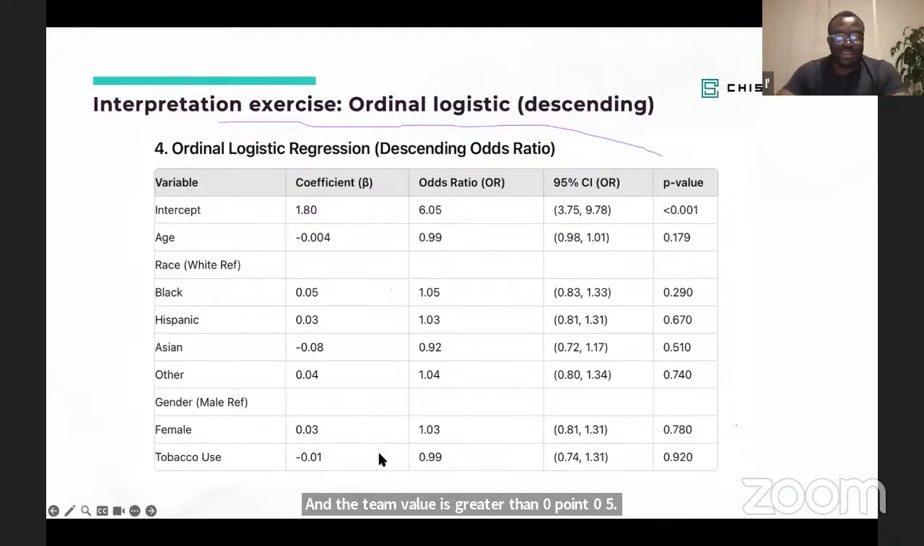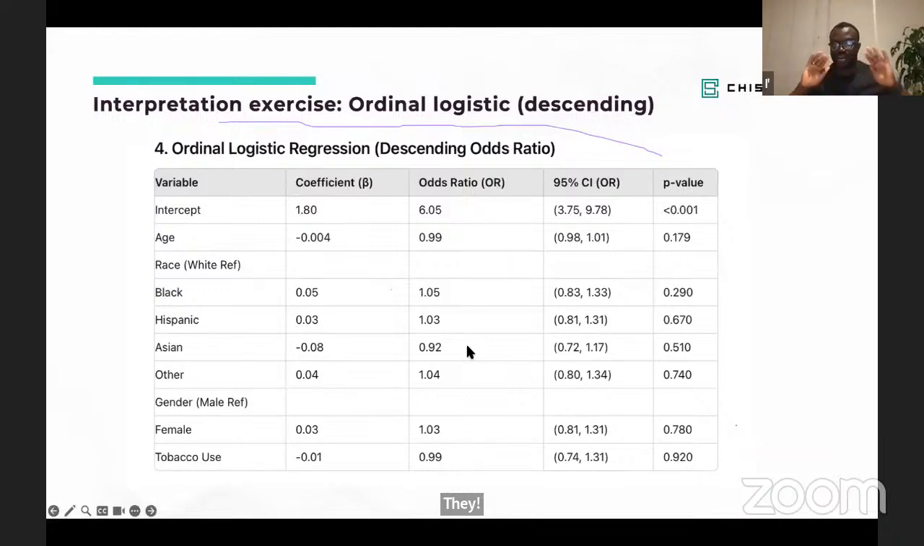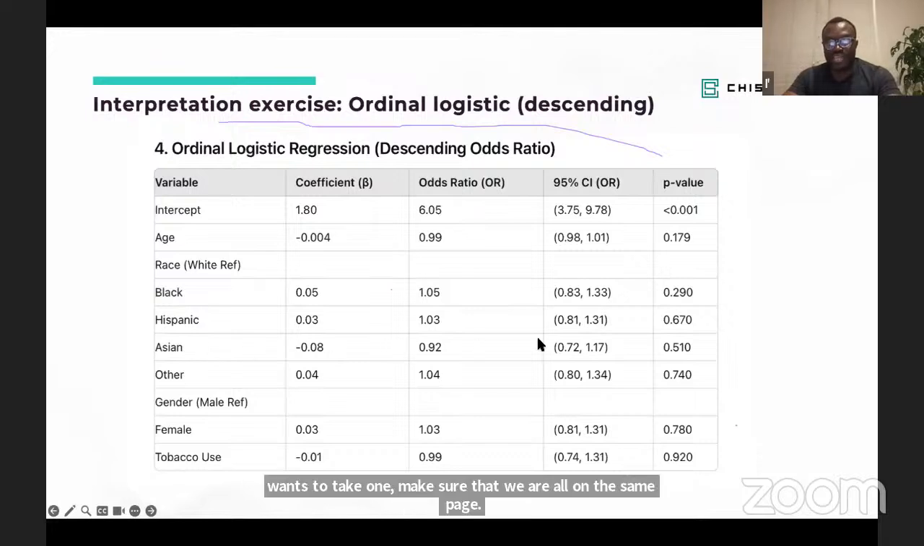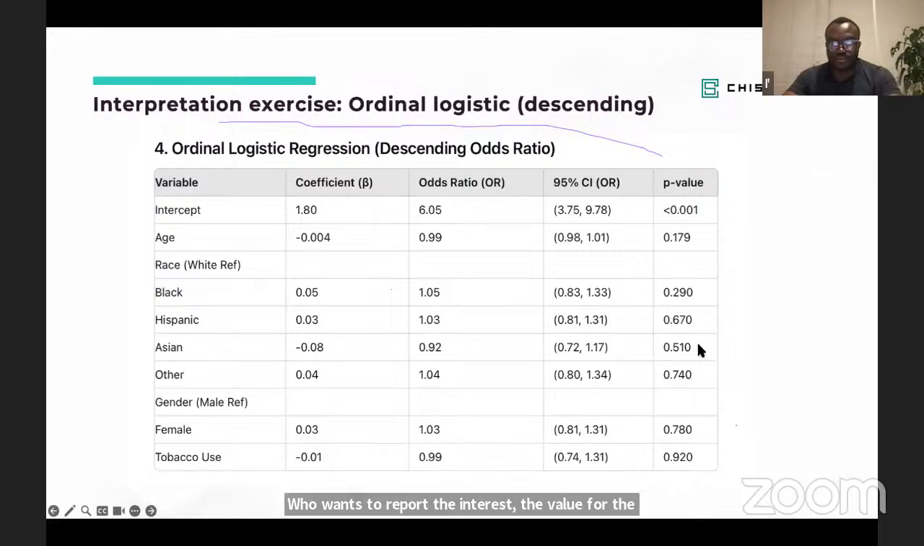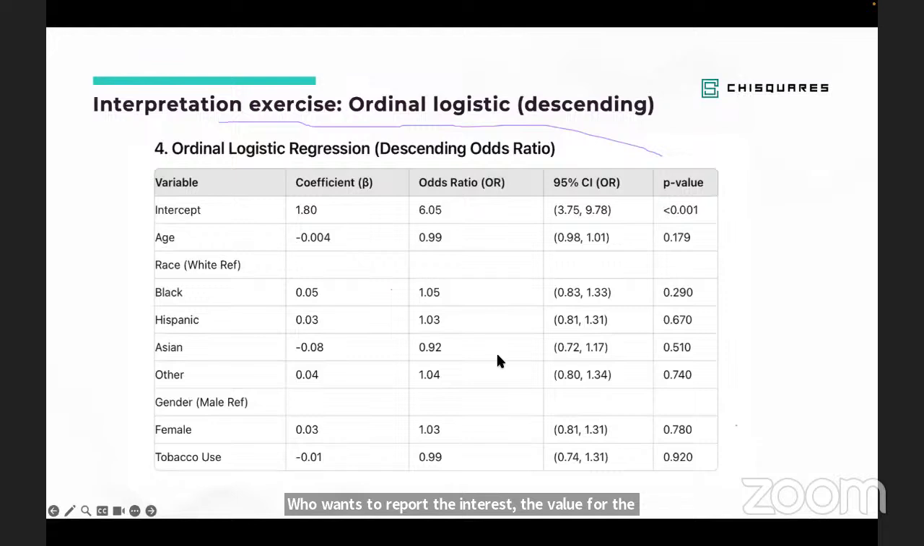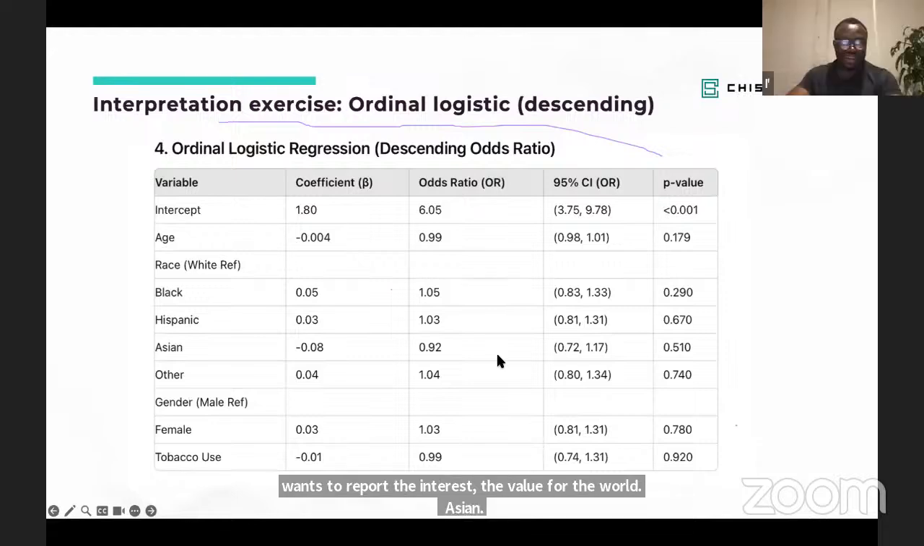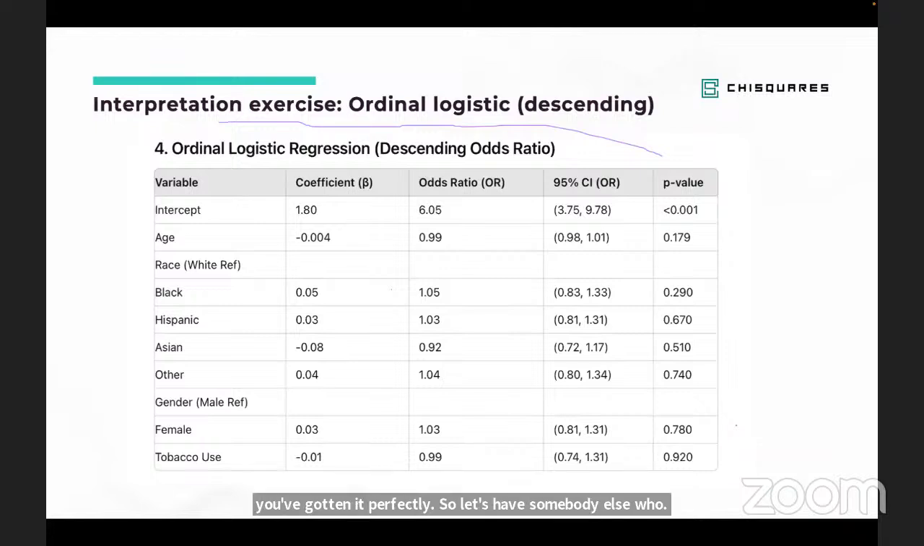So can somebody now report? Let's look at another one here. Let's look at this one, Asian. We want to make sure that we are all on the same page. Who wants to report the value for the word Asian? Can I still report? No, you got it perfectly. So let's have somebody else. Joshua.